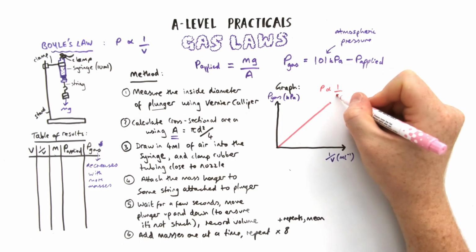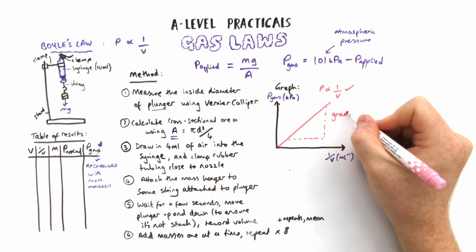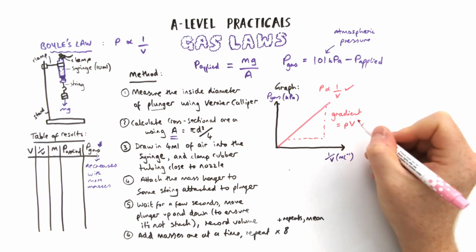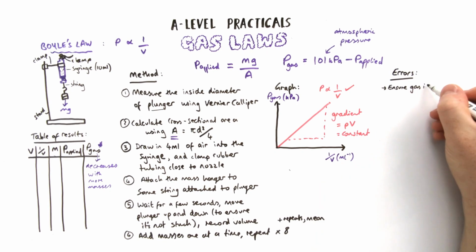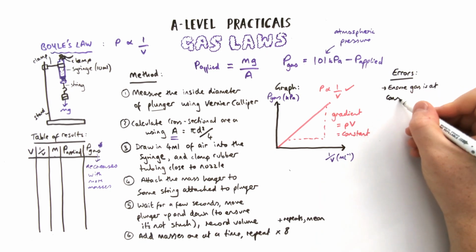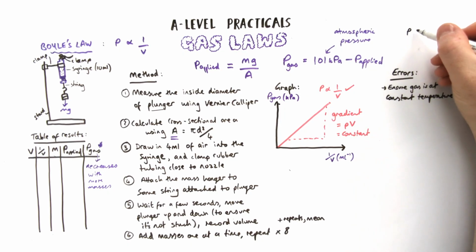And if you wanted to calculate the gradient, that would equal, at any point, pressure over 1 over volume, which is PV, and that should be constant throughout. There are some common errors in this practical we need to be aware of. As we mentioned earlier, we need to ensure the gas is at constant temperature to ensure that this relationship works. This only works at constant temperature.